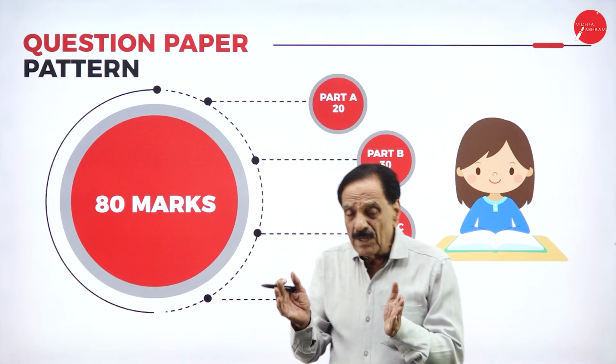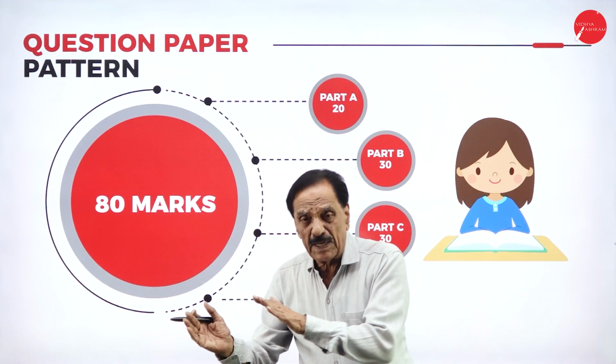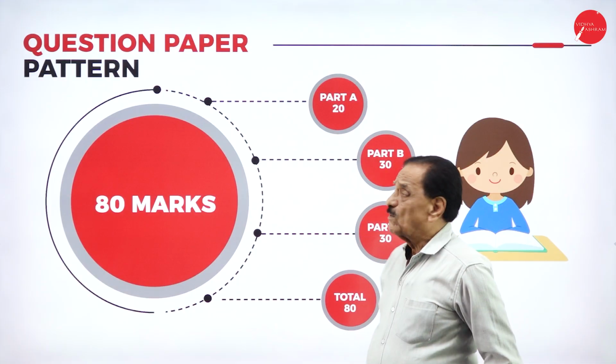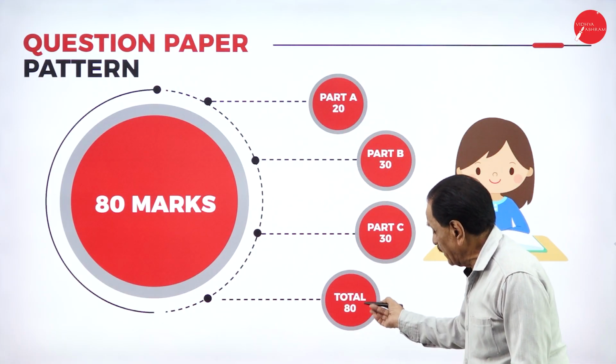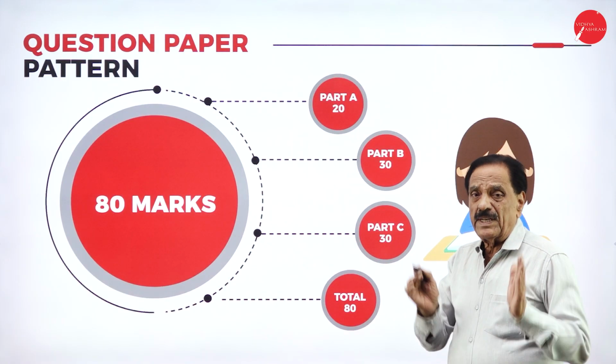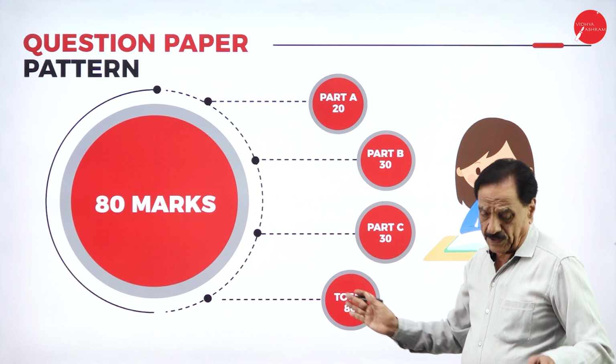So, to pass, the minimum is 40 marks. We'll take the marks from the internal and the marks from the question paper. These theory questions are out of 80 and the internal is out of 20. Totally, we have to get 40 marks to pass.